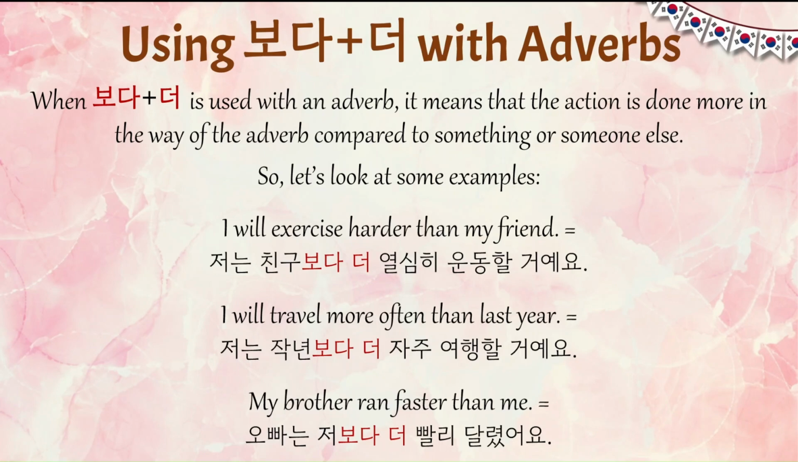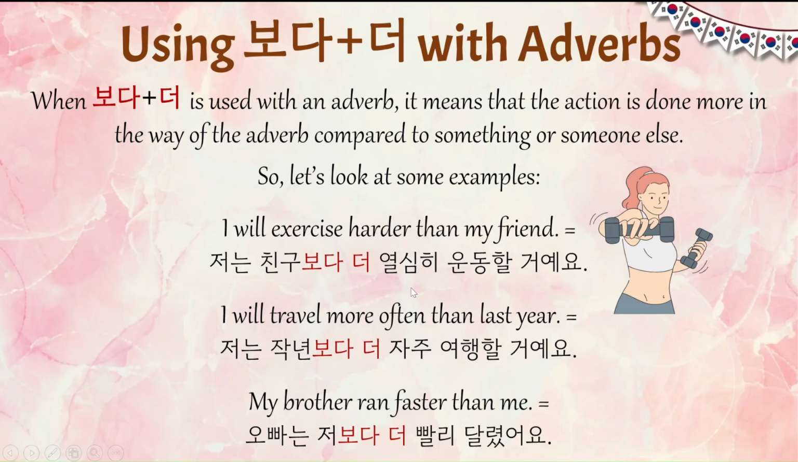Okay, let's take a look at the examples. I will exercise harder than my friend. 저는 친구보다 더 열심히 운동할 거예요. I is 저는, friend, 친구. To exercise, 운동하다, future tense, 운동할 거예요. To exercise harder, 열심히 운동할 거예요. 열심히 here is the adverb. Now you're comparing with your friend. So it is going to be 친구보다. And you're saying, I will exercise harder than my friend. 친구보다 더 열심히 운동할 거예요.